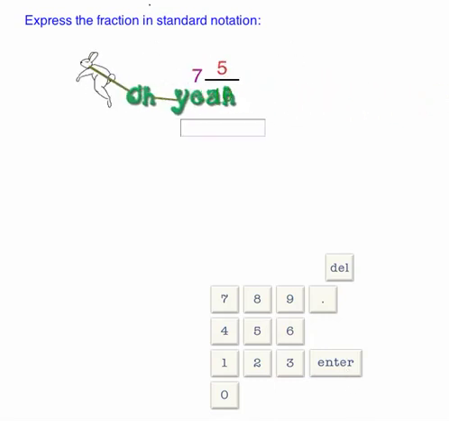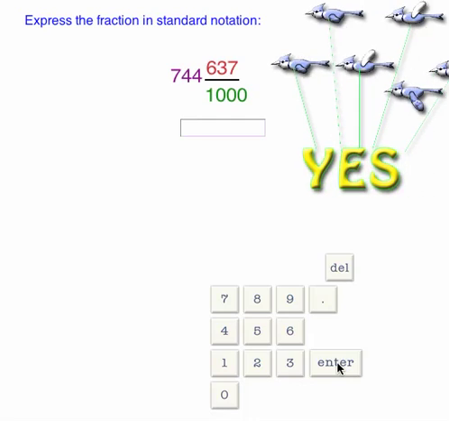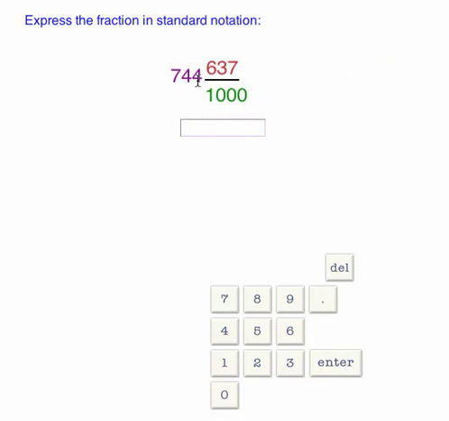Ta-da! Okay, 7 and 5 tenths. Easy one. So 7 and then the decimal. 5 tenths. The 5 goes in the tenths position. And that's it. Next, 744 and 637 10 thousandths, another easy one. 744 and 637, and the 7 is in the 10 thousandths position, so we know we're right.